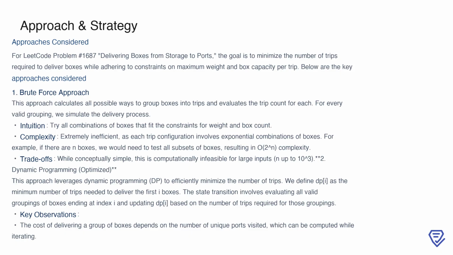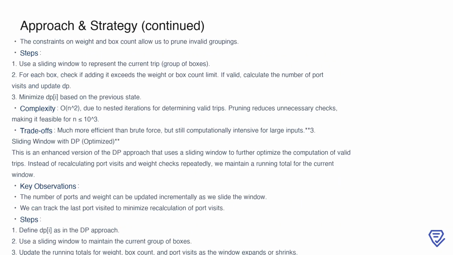On the other hand, a more refined strategy involves using dynamic programming. Here, we define dp[i] as the minimum number of trips needed to deliver the first i boxes. By evaluating all valid groupings of boxes that end at index i, we can update dp[i] based on the trips required. A key observation for this approach is that the cost of delivering a group depends on the number of unique ports visited, which can be calculated dynamically during the iteration process. Additionally, the constraints on weight and box count allow us to prune invalid groupings, significantly reducing unnecessary calculations.